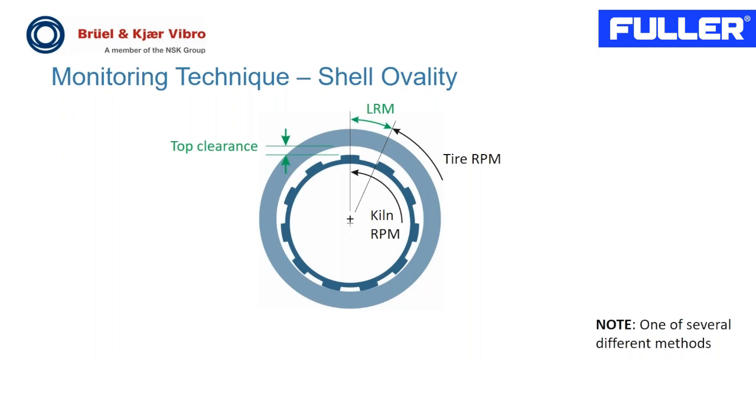On the other hand, tire migration can also become too high. This will cause excessive kiln shell ovality, which can cause failure and excessive wear on the kiln shell, as well as on the brick lining, which is a lining that's placed inside the kiln shell.